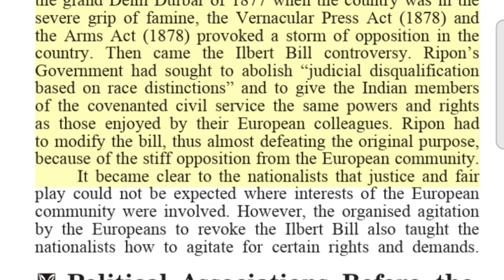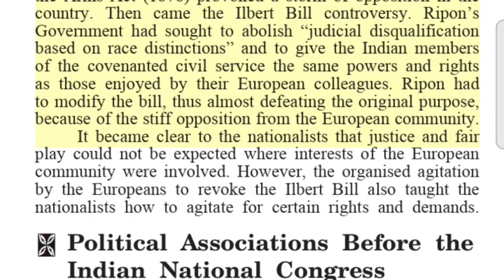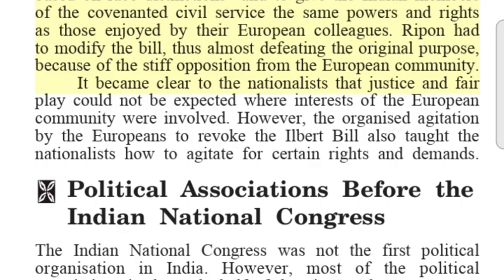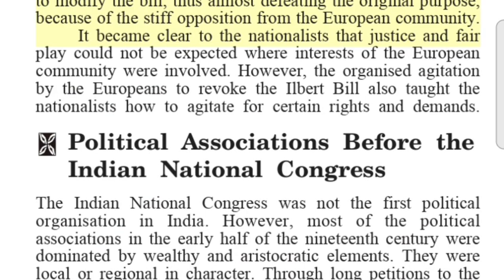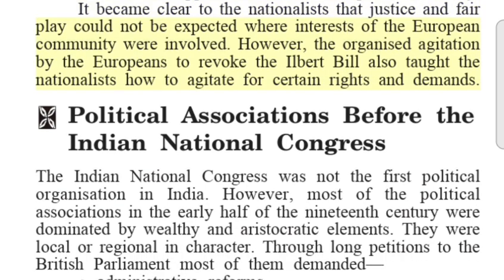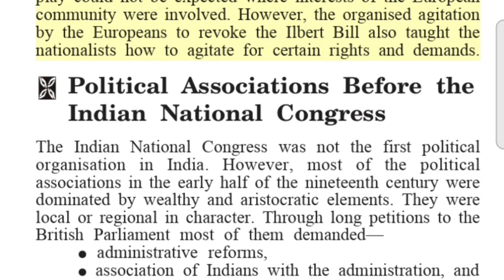Then came the Ilbert Bill controversy. Ripon's government had sought to abolish judicial disqualification based on race distinctions, and to give the Indian members of the Covenanted Civil Service the same powers and rights as those enjoyed by their European colleagues. Ripon had to modify the bill, thus almost defeating the original purpose, because of the stiff opposition from the European community. It became clear to the nationalists that justice and fair play could not be expected where interests of the European community were involved. However, the organized agitation by the Europeans to revoke the Ilbert Bill also taught the nationalists how to agitate for certain rights and demands.